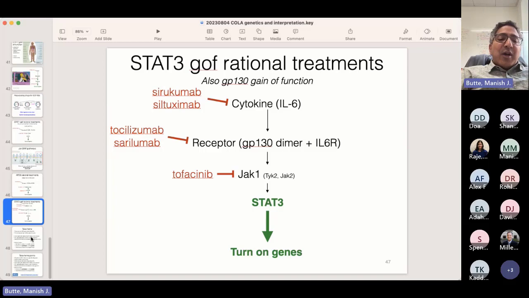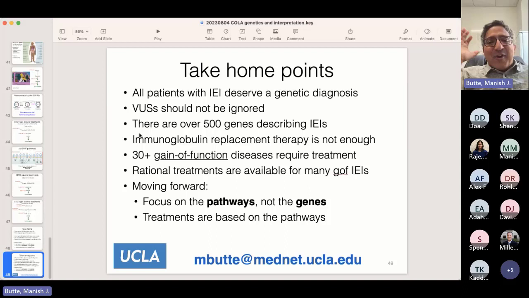So the key take-home points at the end of this now are: all the patients need genetic diagnoses and deserve them. Don't ignore VUSs. There are over 500 genes. You're going to have a very hard time following all these genes. Instead, focus on pathways, not on individual genes. Immunoglobulin replacement therapy is not enough for many of our patients now, especially those who have gain-of-function diseases.